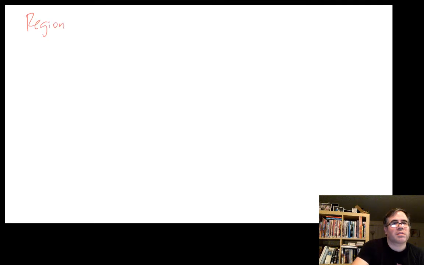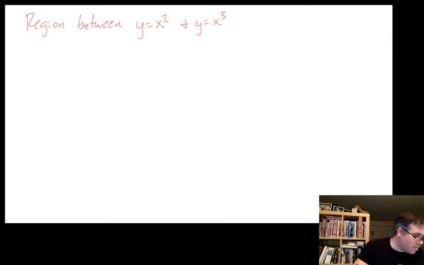Let's do something with a curve like that. Yeah, that'll work. So we have a region bounded by, so region between y equals... do I want to rotate that? Which axis do I want to rotate that around?